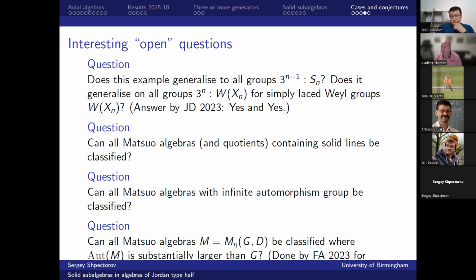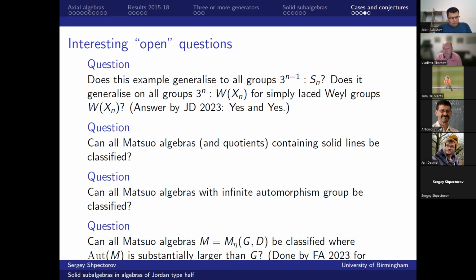Yeah, Sergey, maybe a small remark. When I said that I can classify all Matsuo algebras containing solid lines, it is not with quotients. I remember. I asked the question for Matsuo algebras and quotients, and you told me that he knows how to classify at least Matsuo algebras which contain them. And if my newest calculations are correct, then the answer to the second and the third question is the same.